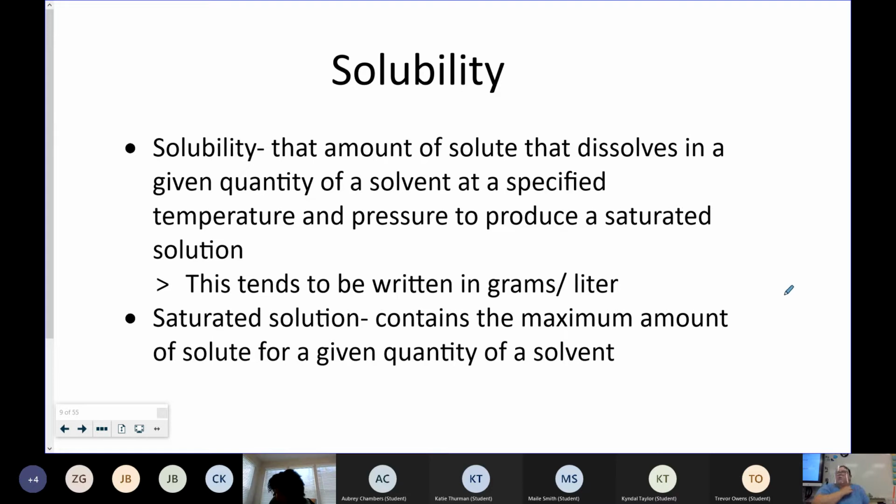So overall solubility just looks at how much a substance can dissolve to become fully saturated, where it cannot dissolve anymore at that temperature and pressure.